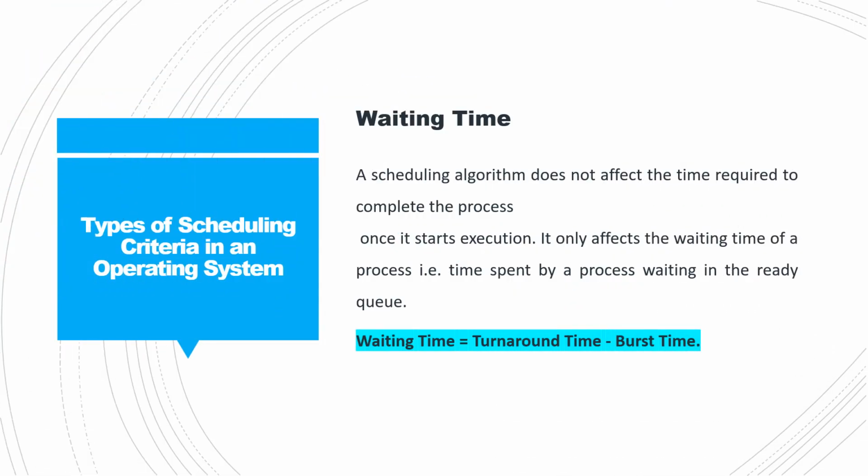Next, waiting time. What is waiting time? The scheduling algorithm does not affect the time required to complete a process once it starts execution. It only affects the waiting time of a process, that is the time spent by the process waiting in the ready queue. This is the formula of waiting time. How to calculate the waiting time? Turnaround time minus burst time is equal to waiting time.